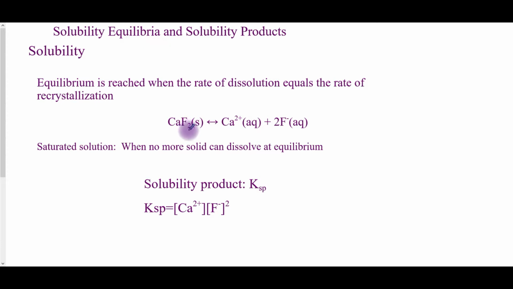If calcium fluoride solid is put into solution, it will dissolve into the calcium ion and 2 fluoride ions. When no more solid can dissolve, it's saturated, and this is at equilibrium. Just like any other, an equilibrium constant can be written. This one is the solubility constant, and if you see, we have the products here. Notice that the solid is not included, just like other equilibrium expressions you may have written.